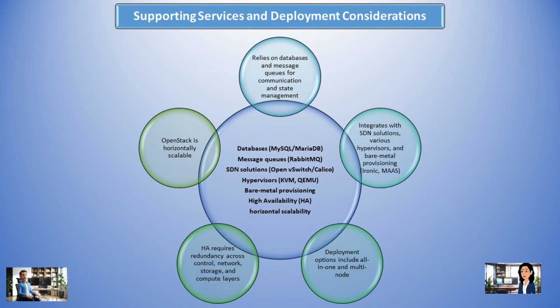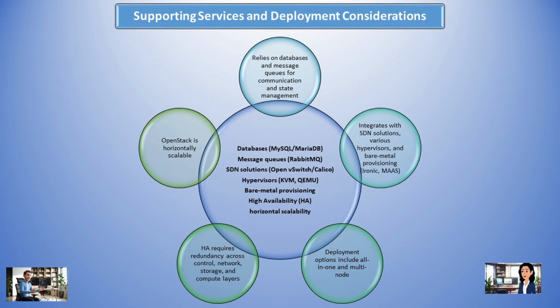You'll have dedicated servers for the control plane services. The brains. Yep. Separate servers or groups of servers acting as compute nodes. The muscle running the VMs. Dedicated network nodes sometimes to handle routing and DHCP. And separate storage nodes providing the Cinder volumes or Swift object storage. Okay, specialized roles. And reliability. High availability, or HA. Crucial for production. You need to build in redundancy at multiple levels to avoid single points of failure.